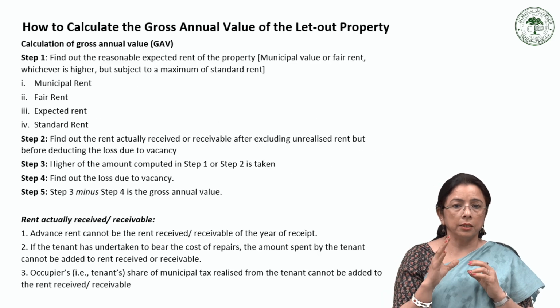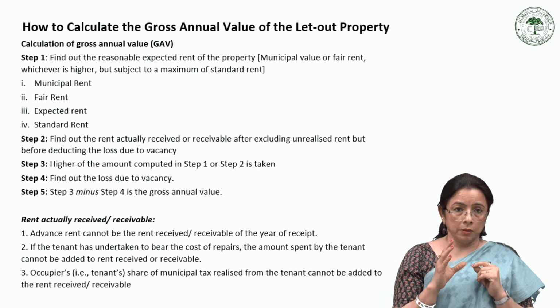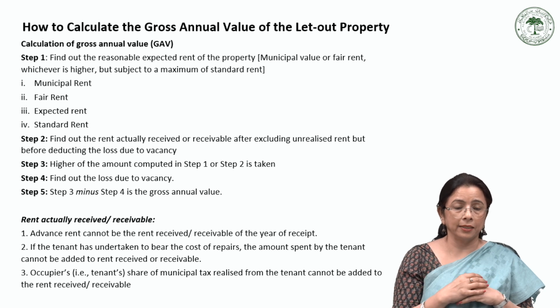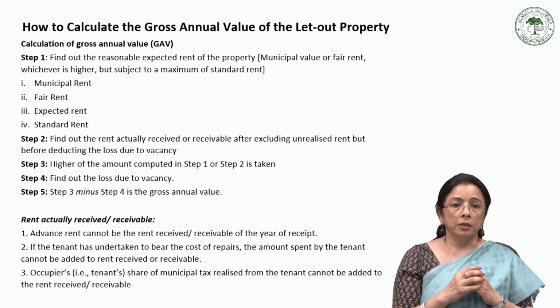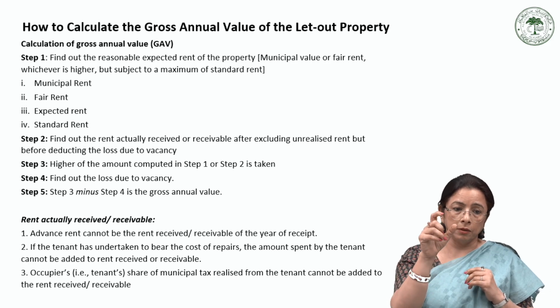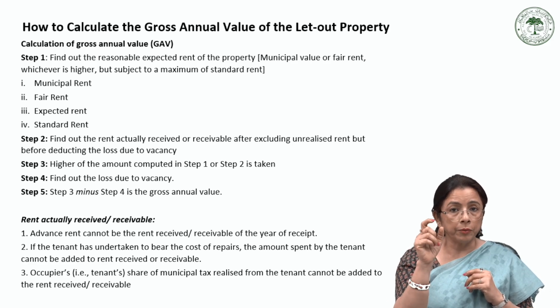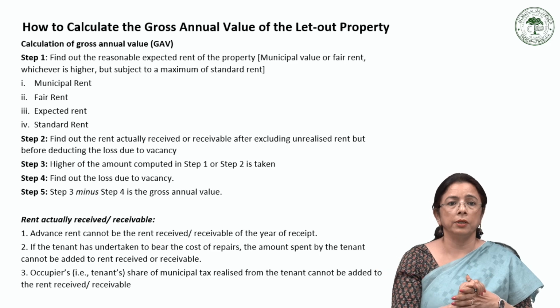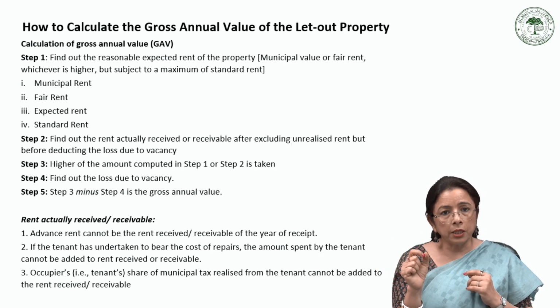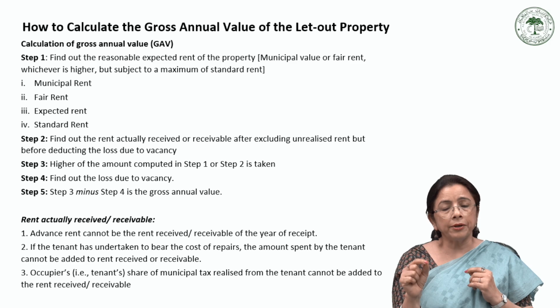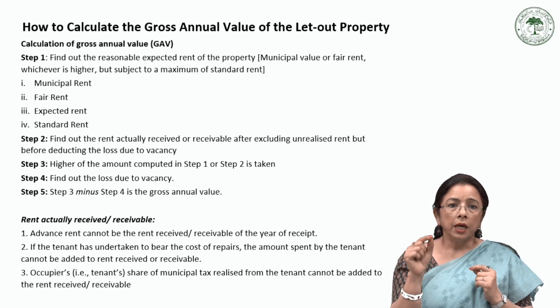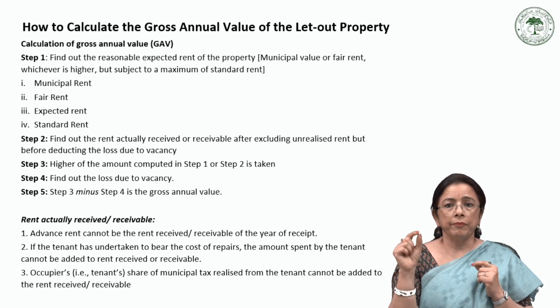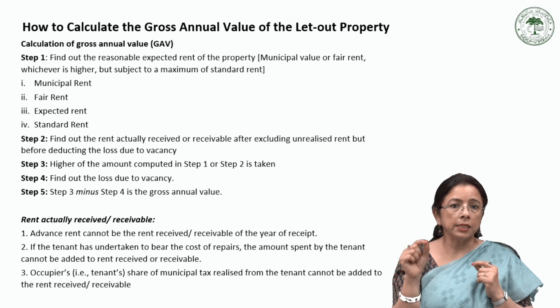How to calculate now, the steps that are there, how we decide that. Here we have to take into consideration the municipal value, the fair value, etc. So we are taking the first category, when the property is let out. In that case, how do we calculate? First step is you find out the reasonable expected rent of that property. Okay, how will we find out the expected rent? Let us decide this.